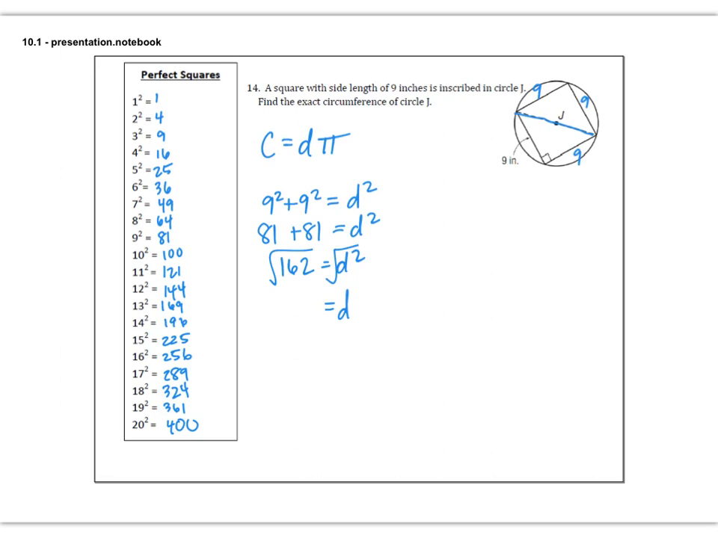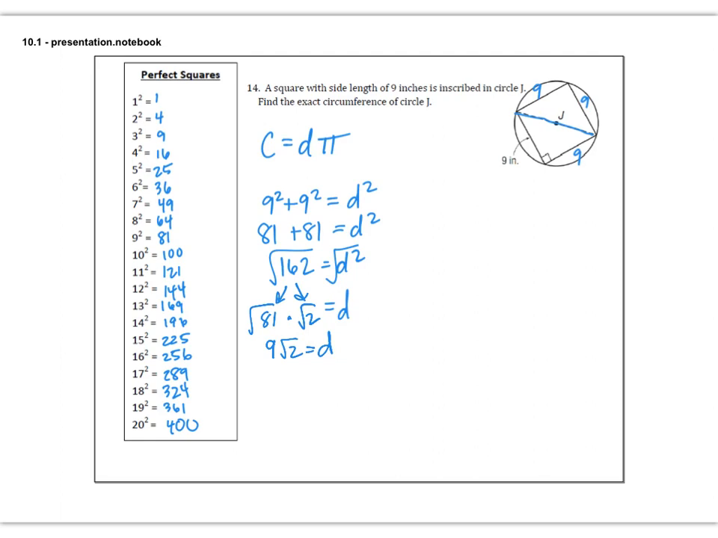So you need to figure out, can you break down 162 anymore? And you can. 81 actually goes into this twice. So the square root of 81 and the square root of 2, if you think of 81 times 2, that's the same as 162. The square root of 81 is 9. The square root of 2 is not a nice number. So we just figured out the diameter of this circle is 9 root 2.